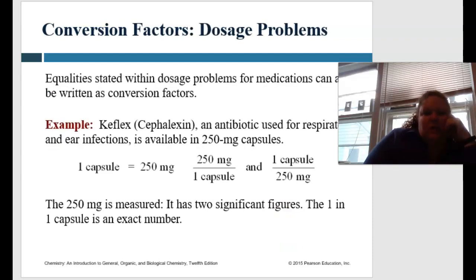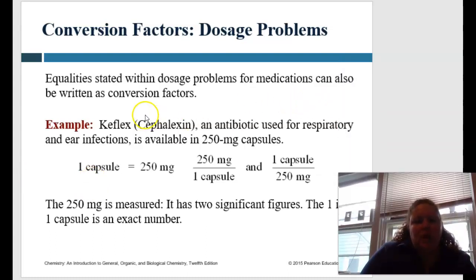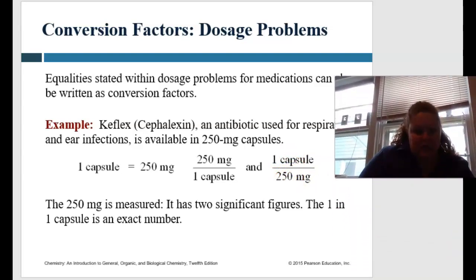Okay, so when we use this for dosing, equalities stated within dosage problems for medication can also be written as conversion factors. For example, Keflex, otherwise known as cephalexin, is an antibiotic used for respiratory and ear infections, and it's available in 250 milligram capsules. So again, 1 capsule equals 250 milligrams, or 250 milligrams per 1 capsule, or 1 capsule is 250 milligrams. So the 250 milligrams is measured. It has 2 sig figs, and the 1 in 1 capsule is going to be an exact number.